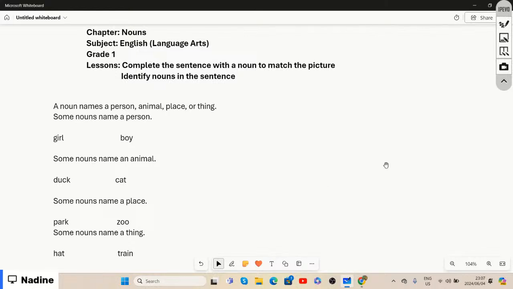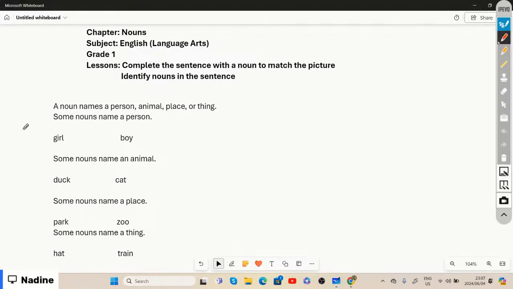All right, so when it comes to a noun, right? A noun names a person, a place, an animal, as well as a thing. So nouns don't necessarily just have to be your name. Nouns can be, for example, making mention of a person, like if we say girl, girl is a noun, boy is a noun.